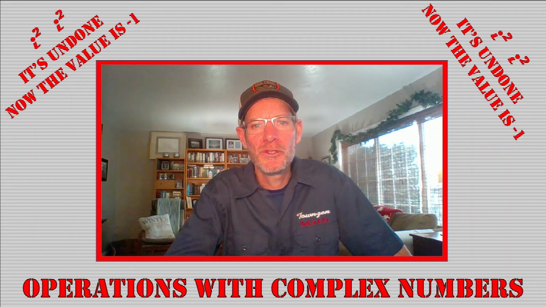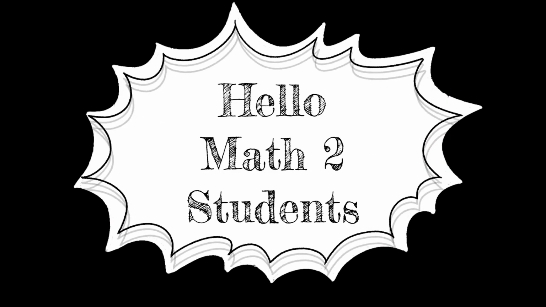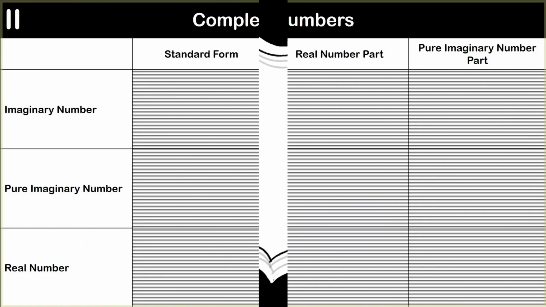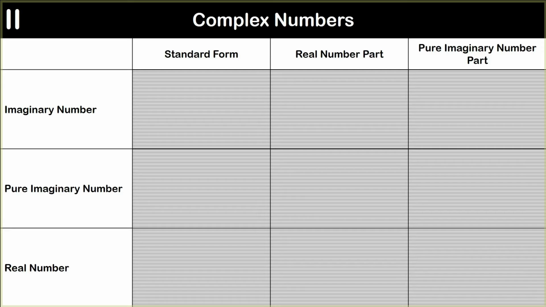Hello, Math 2 students. Today we're going to learn how to add, subtract, and multiply using complex numbers. Complex numbers are numbers that come in two parts. They're binomials. The first part is a real number part, and the second part is a pure imaginary number part.